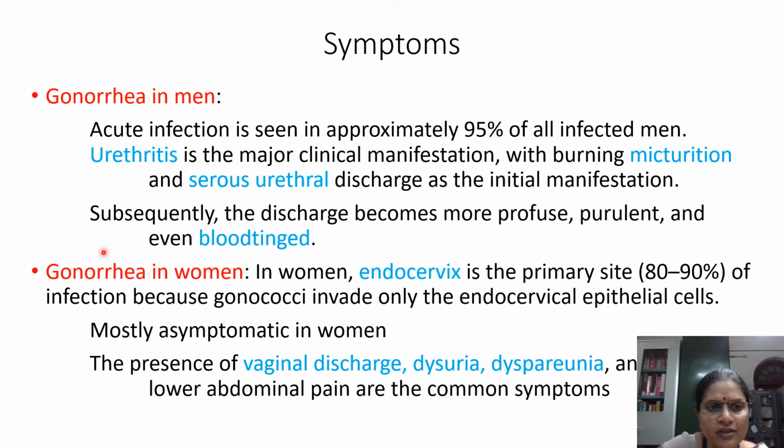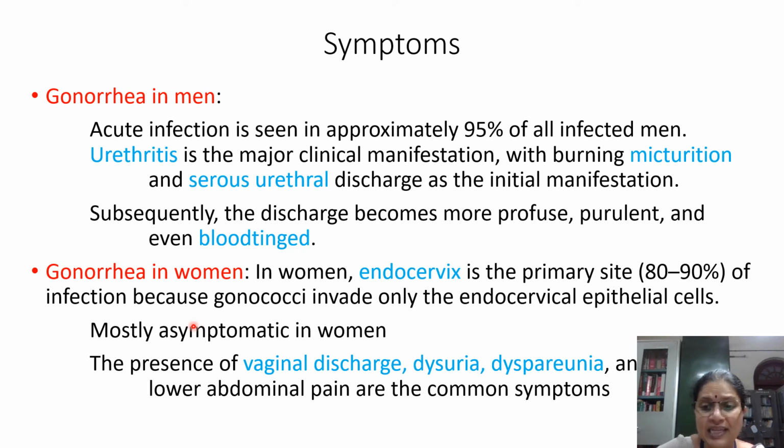Okay, whereas gonorrhea in women is a little different. As I said, in women it is not the urethra that is affected, it is the endocervix, the cervical region that is affected. So endocervix is the primary site of infection because gonococci invade only the endocervical epithelial cells. They cannot infect all types of cells, they can infect only the epithelial cells present in the endocervical region. In most cases, 80 to 90% of the time, infection happens in this place.